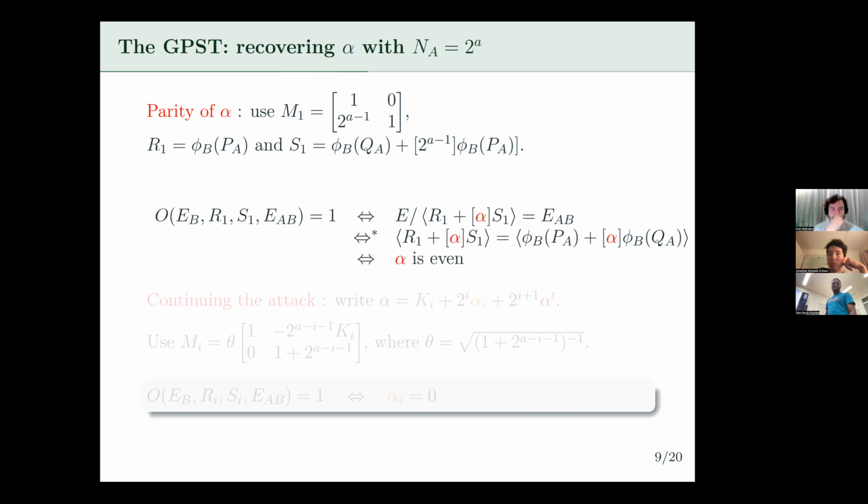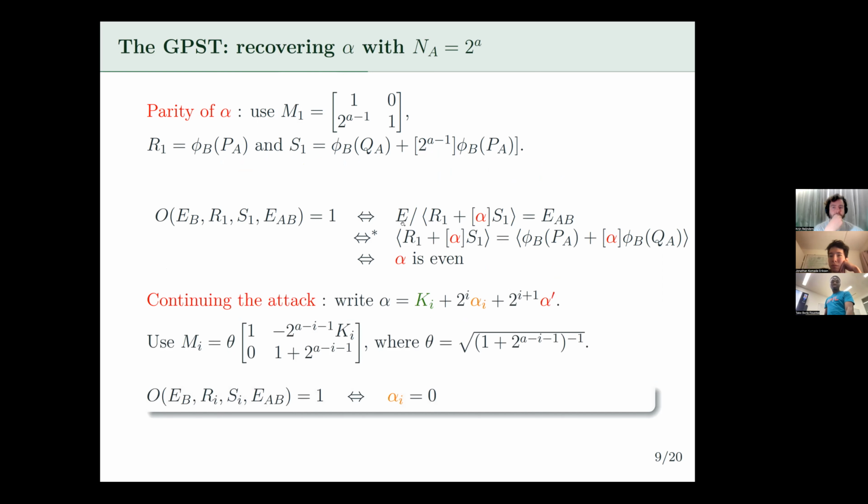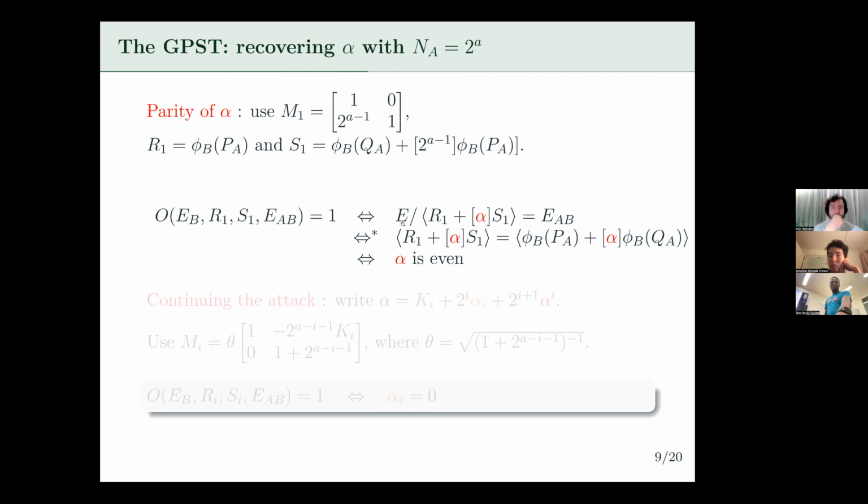So if the oracle returns 1, this means that the kernel of the isogeny that Alice computed is in fact the kernel of the isogeny that she ought to compute in a normal SIDH instance. And this translates to alpha times S1 being alpha times phi_B of Q_A. If you look at S1, you will see that it means that alpha times 2^(A-1) was in fact 0. This means alpha was even, because we are considering the points modulo 2^A. So this is how you can learn the parity of alpha.